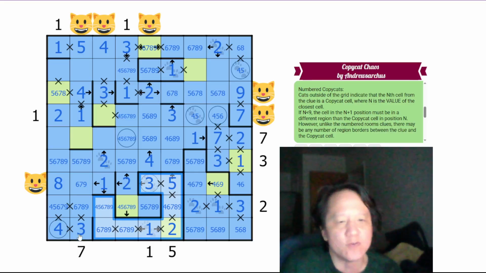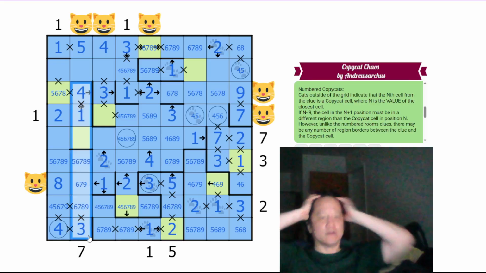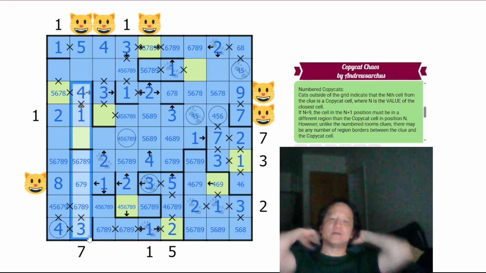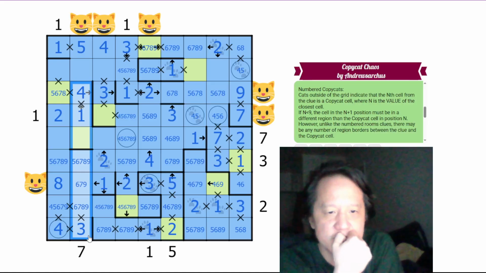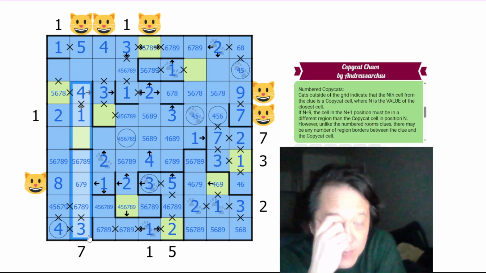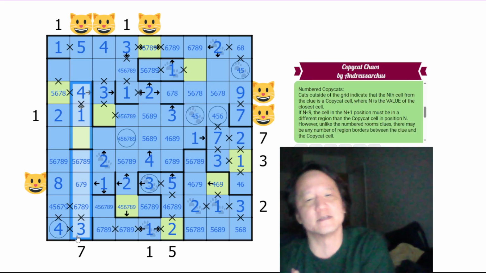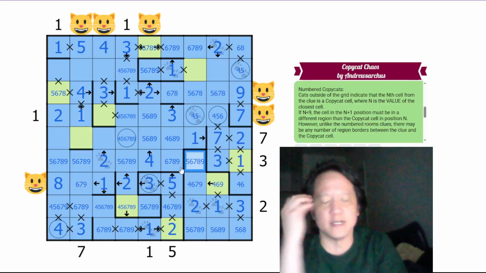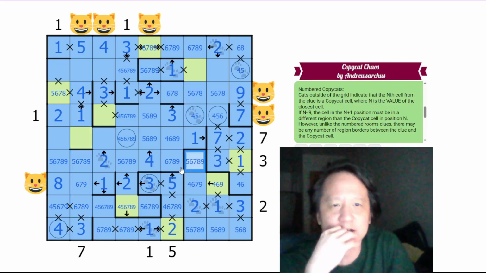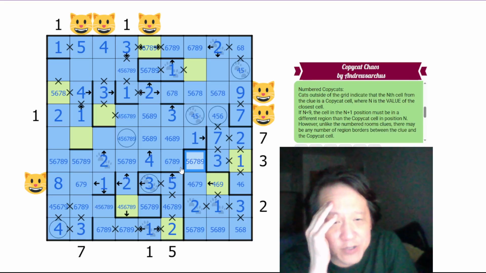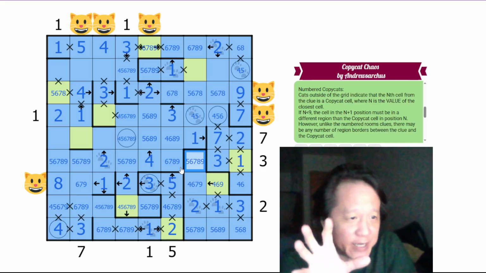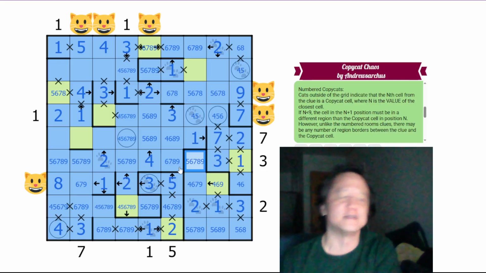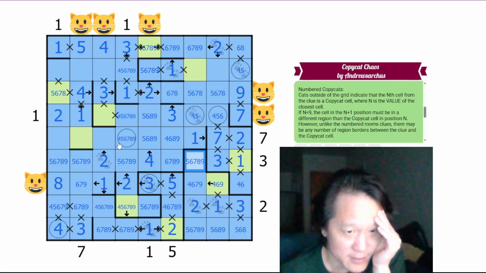Unless this is 4 and this is 3. No, it can't be 4 because of 4 in the column. No! No, no, no! Shoot, I hate this. Basically, I think I've talked about this multiple times, but when you've done so much and you don't know where you messed up, it's such a pain.